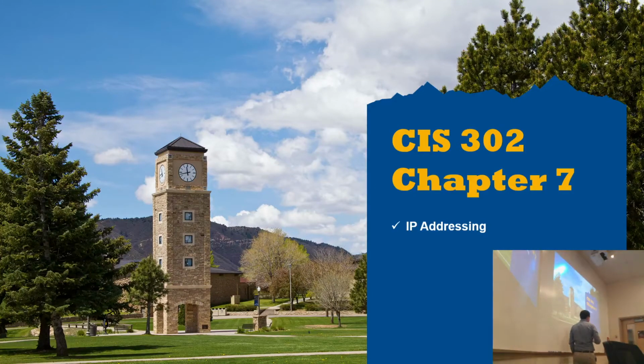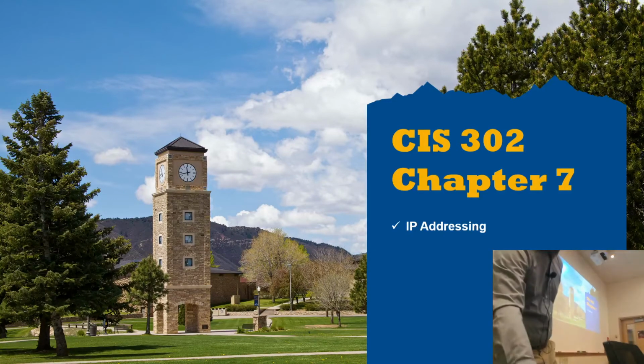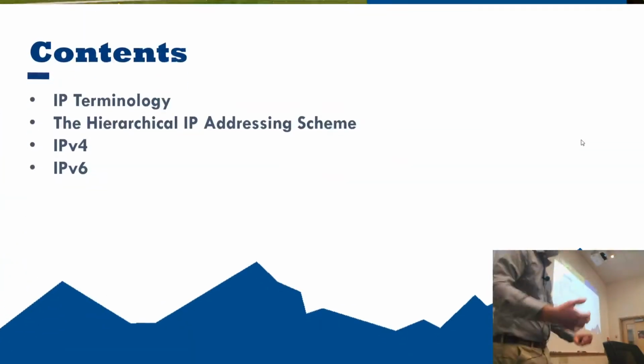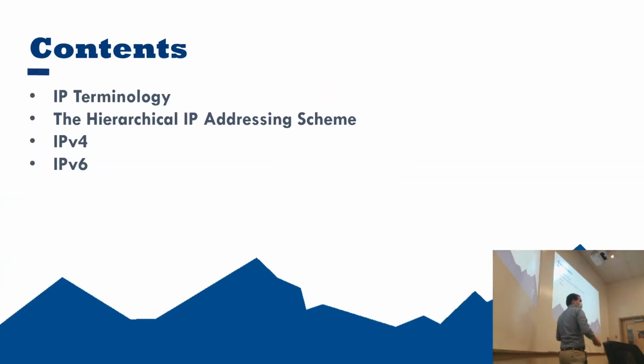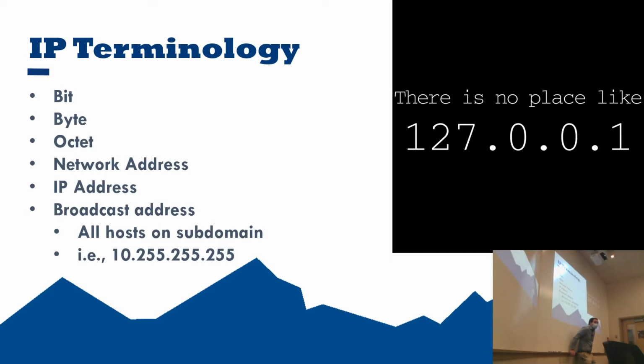So we'll be covering Chapter 7 today, which is IP addressing, and kind of talking about what this is all about. I'll be covering primarily IPv4 and IPv6. I'll mention IPv5 because I think it's kind of funny, but it's not going to be on the exam or anything. So like I say, it's all about basic terminology, that sort of stuff associated with it.